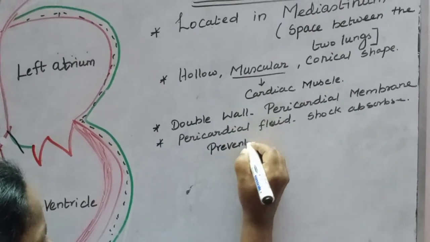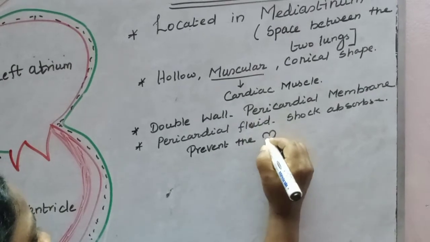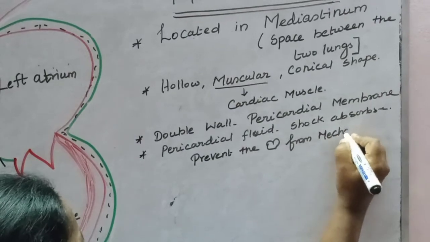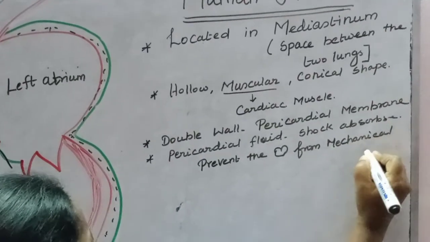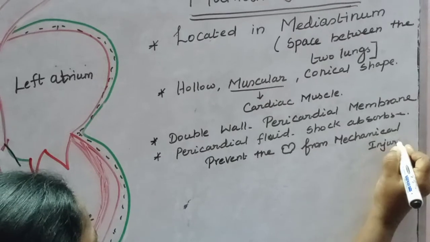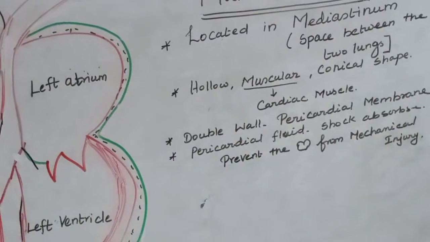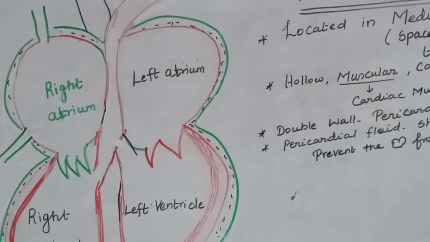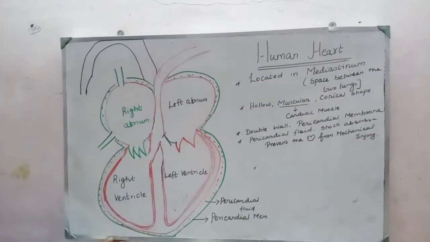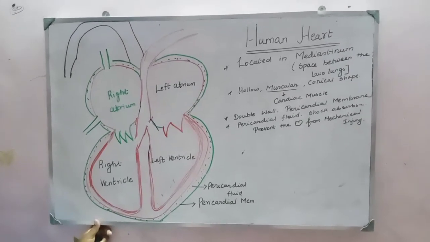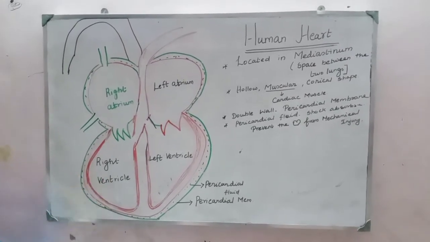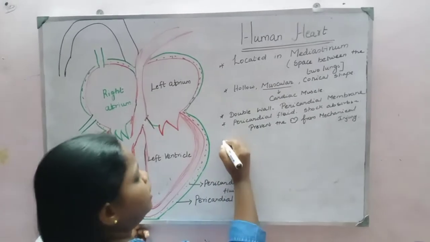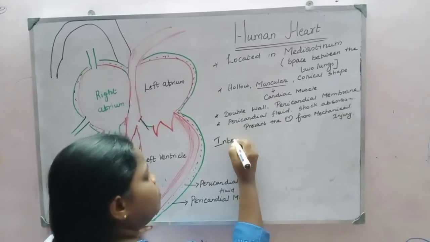This fluid prevents the heart from mechanical injury. Are you clear? Pericardial fluid acts as a shock absorber, and also it prevents the heart from mechanical injury. That is the external features of a heart. Then the next one is the internal features of the heart.